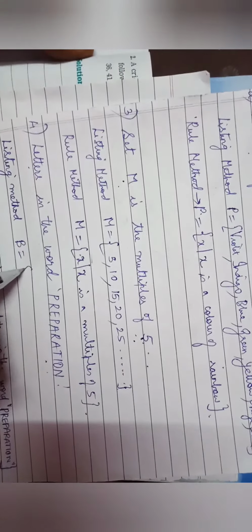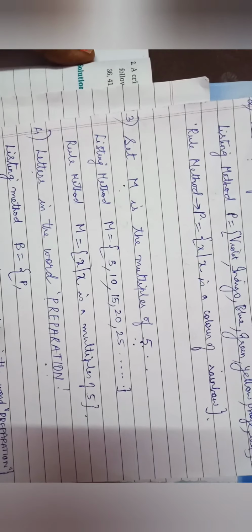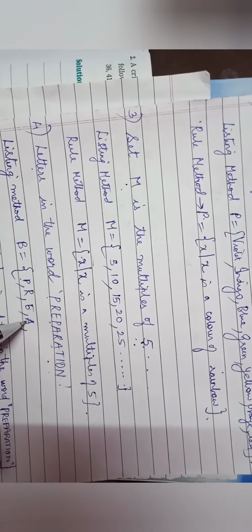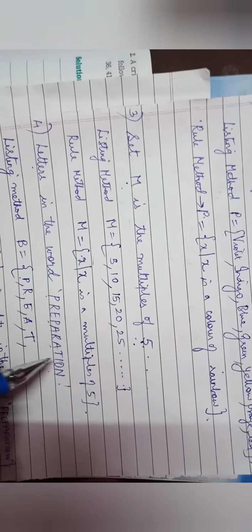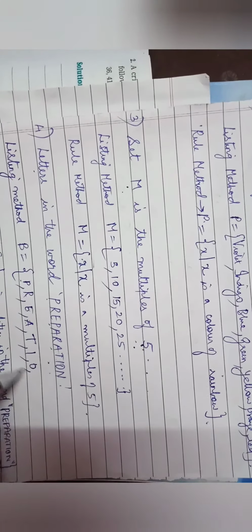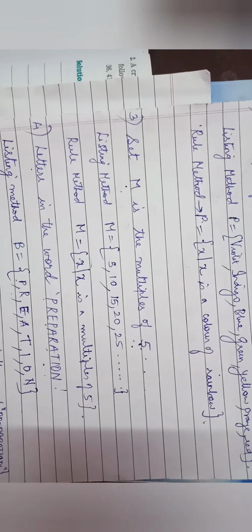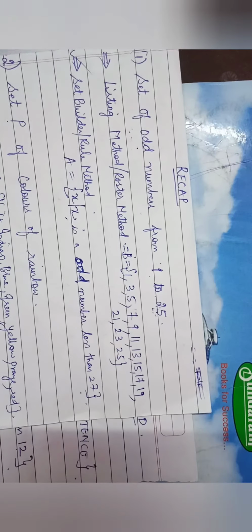Letters in the word preparation. The set name should be B. You remember we have to write it so that all the elements are present only once. R, E, P already written. A, R already written. A written. T, S, I, S, O, N. See that no elements are repeated. Is there any element repeated here? No. So you are clear with this listing method as well as the rule method.